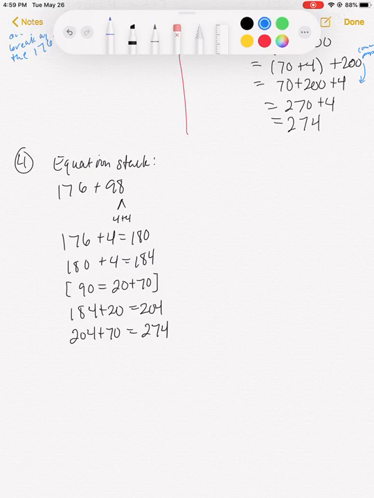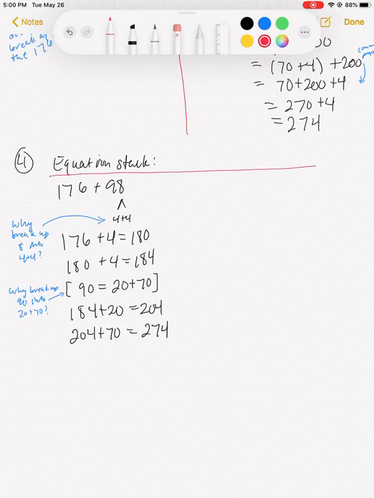Now, questions that you can ask in this step are: why break up the 98 to do 4 plus 4? Why break up the 8 into 4 plus 4? And why break up the 90 into 70 plus 20? Okay, we know that we want to make some tens complements for compensation, so that's probably why they did that. Make it easier for them.